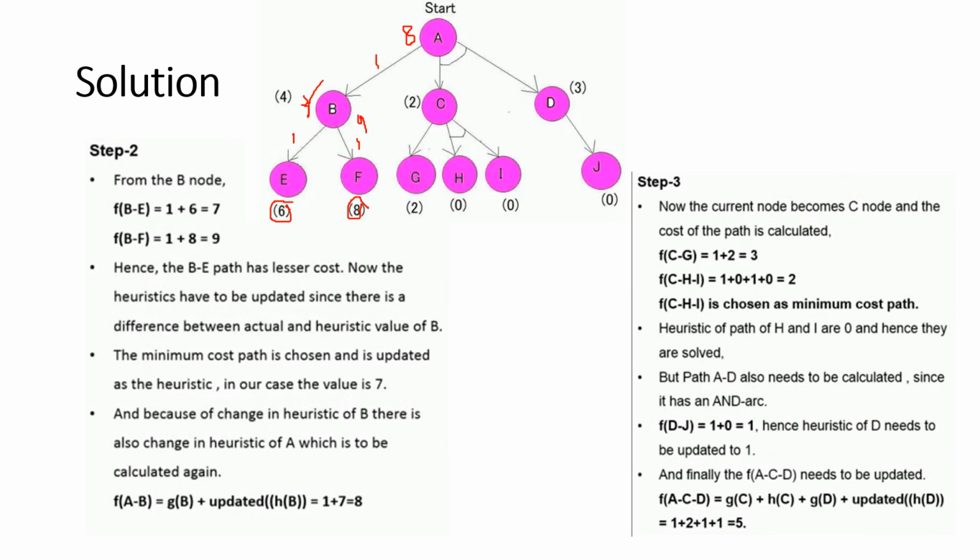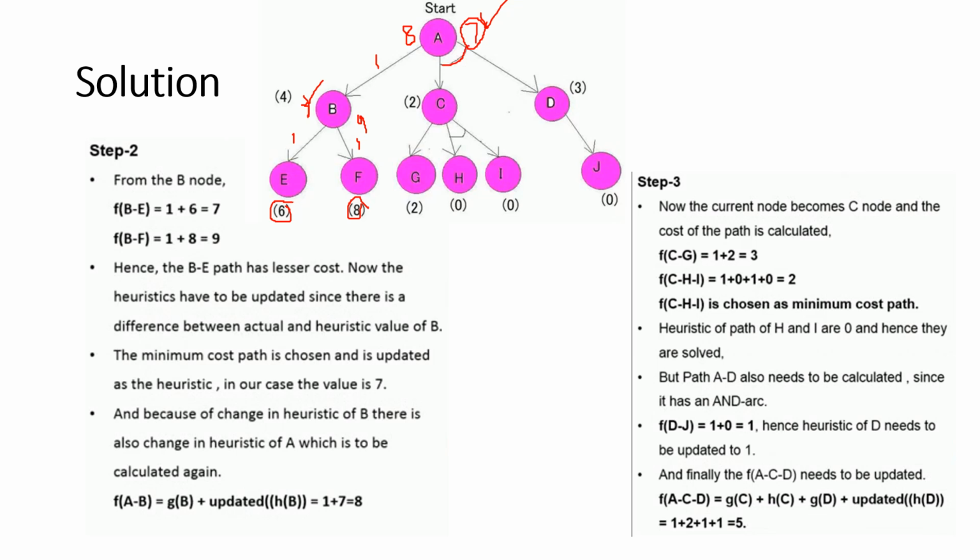And previously we calculated it was 5. Now it is updated to 8. And here it was 7. So this is lower, and this one we calculated in the previous slide by solving C and D. So it is 7. So here 7 is less. So we have to choose CD. C and D both we have to choose because they are AND arcs.